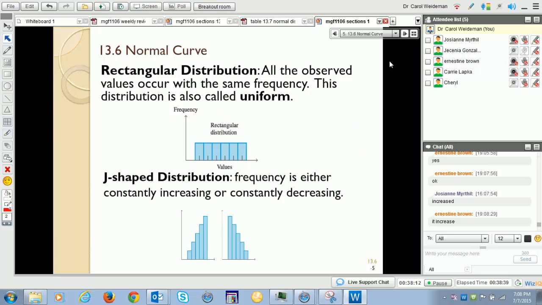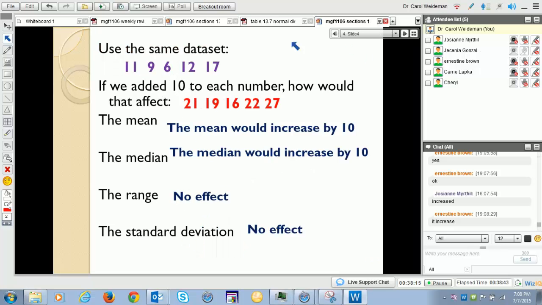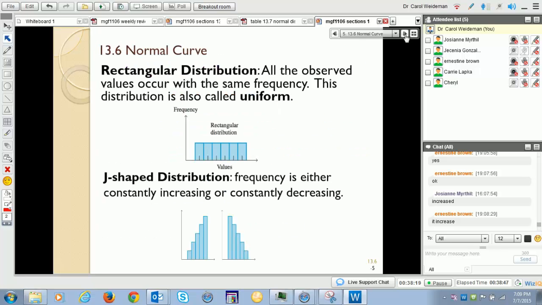Okay, so that was 13.5. That's all we did in there was range, standard deviation. All we did. Okay. Now let's go to the normal distribution. And this section starts out with looking at histograms and their shape.